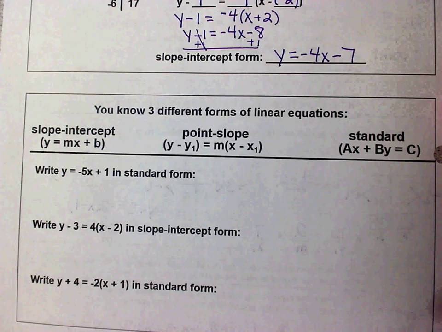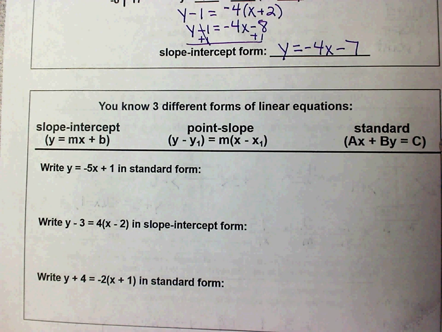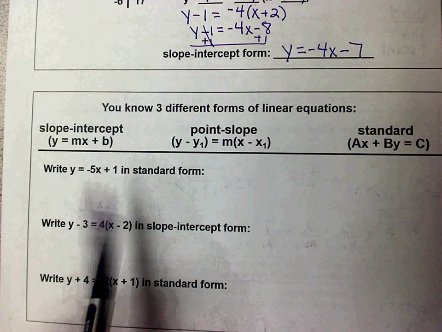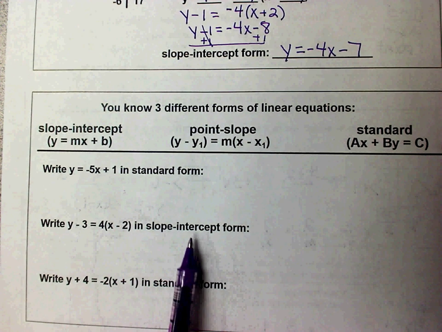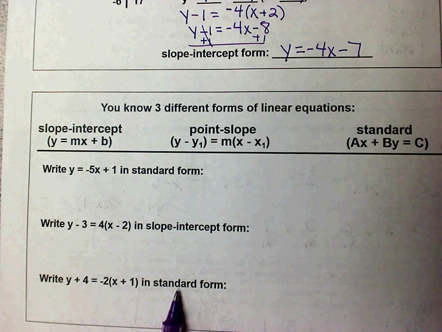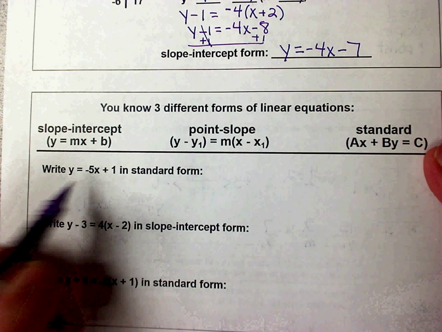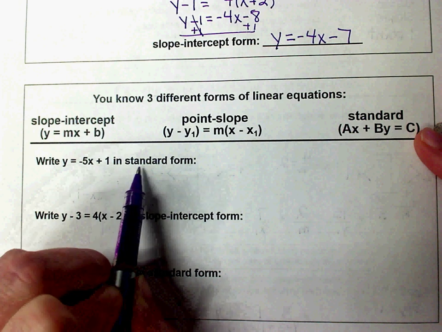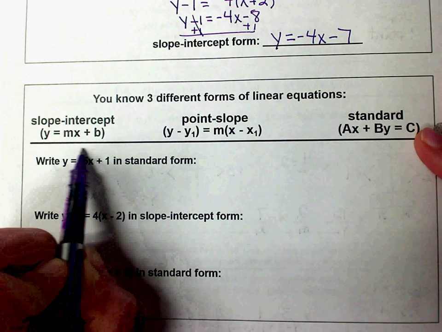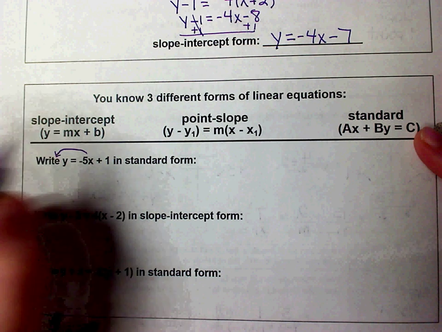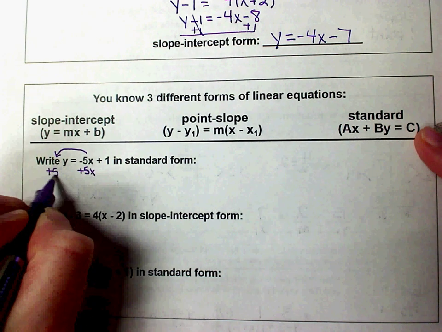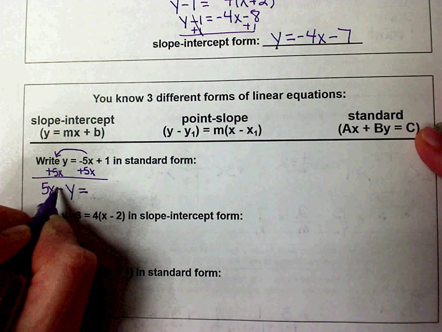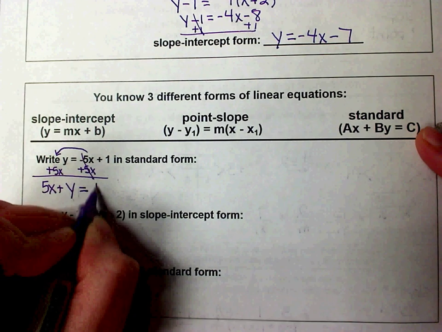And now that we know the 3 different forms of linear equation, we're going to have to convert from slope-intercept to standard. This is point-slope to slope-intercept, and this is point-slope into standard form. Okay, here we go. Write y equals -5x plus 1 in standard form. So that means that we just have to move the x term, and we got to put the x term in front of the y. So let's add 5x to both sides, and we're done. So in this case, we got y. Okay, 5x plus y, that cancels, equals 1.